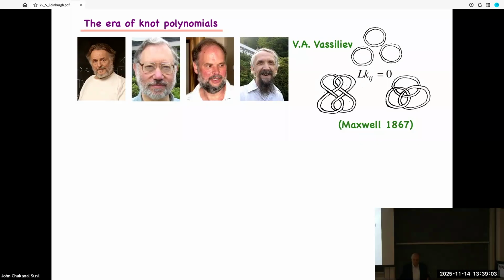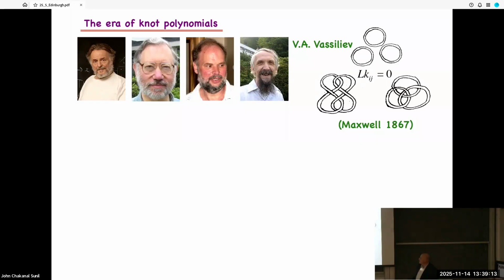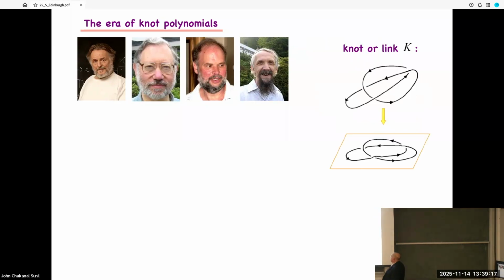Because after 2000, let's say, even earlier than that, knot theory went very abstract towards homological techniques, and we know the work of Khovanov and all others. So I won't pay attention to those results. Now, let me stick with polynomials. So we have a knot or a link in space. We project it. Now we know what to do. We want to take count of the crossings.